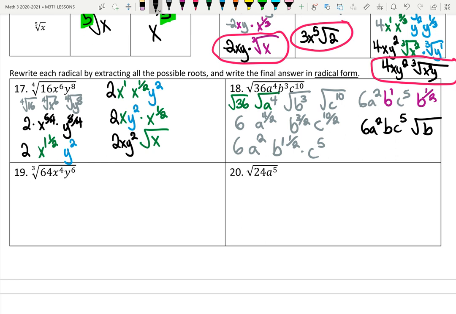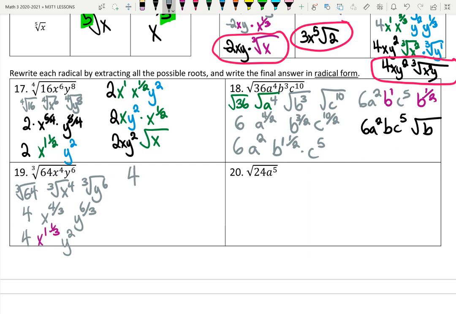Again, the cube root of 64. I'm going to take the cube root of 64, the cube root of x to the 4th, and the cube root of y to the 6th. The cube root of 64 is going to be 4. This is going to be x to the 4/3, and this is going to be y to the 6/3. This is going to simplify to be 4 times x to the 1 and 1/3, y to the 2nd power.